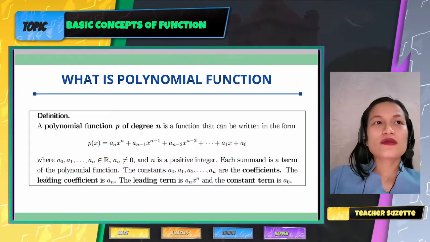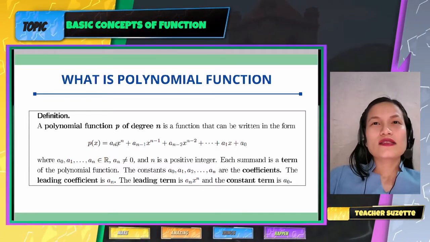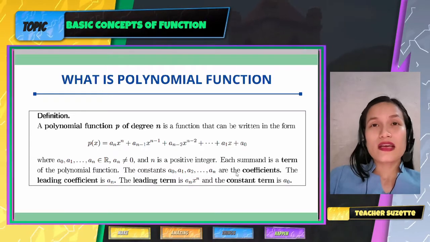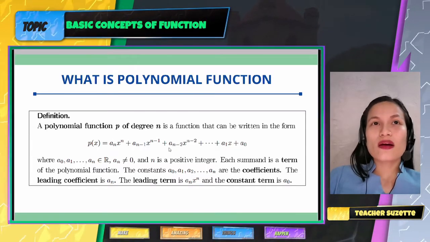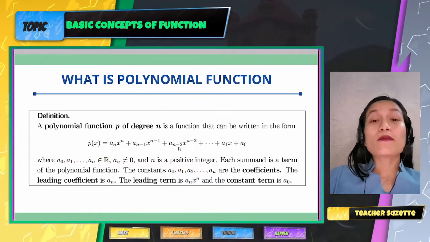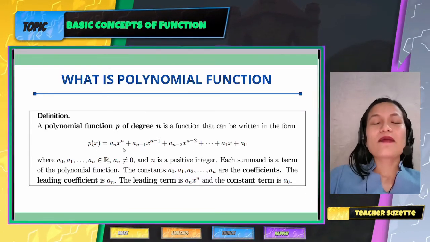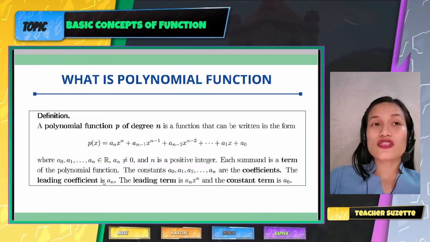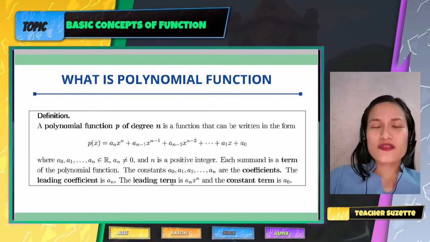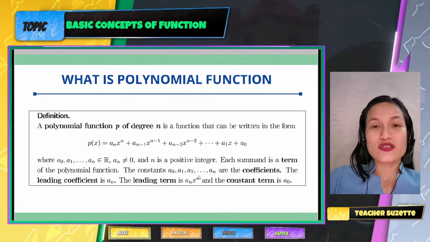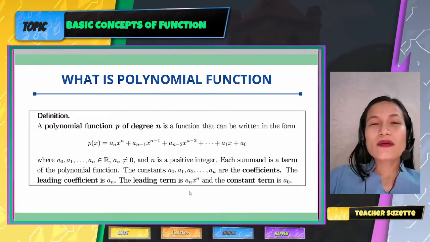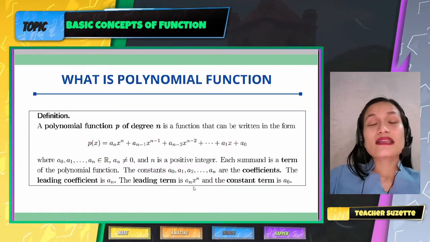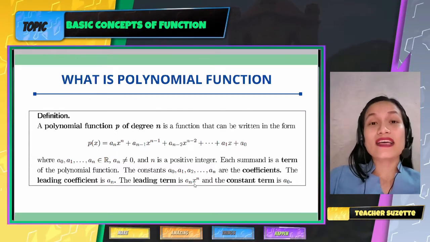Then, each term in this polynomial function, itong a sub 0, a sub 1 to a sub 2, then up to a sub n, is what you call the coefficient. Yan po yung mga constant or yung mga numbers, real numbers ng ating polynomial functions. Then, tinatawag din po natin, sabi dito sa definition, the leading coefficient is a sub n. The leading term, of course, is the a sub n x raised to n. Na kung saan, paano malalaman na siya yung leading term? Kapag po siya yung term na mayroong x na highest, naka-express yung kanyang exponent in the highest degree.